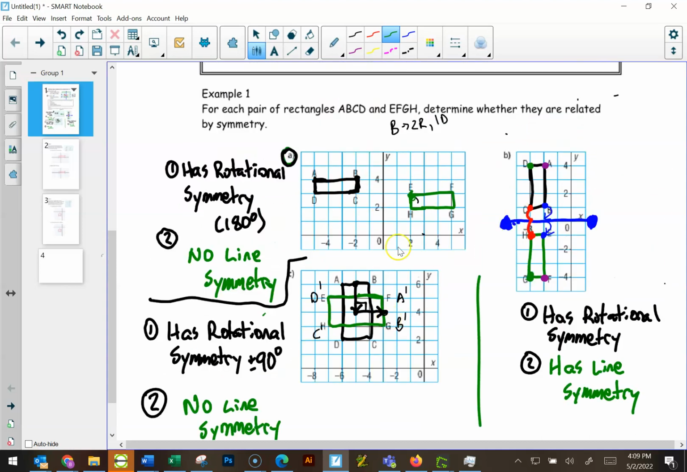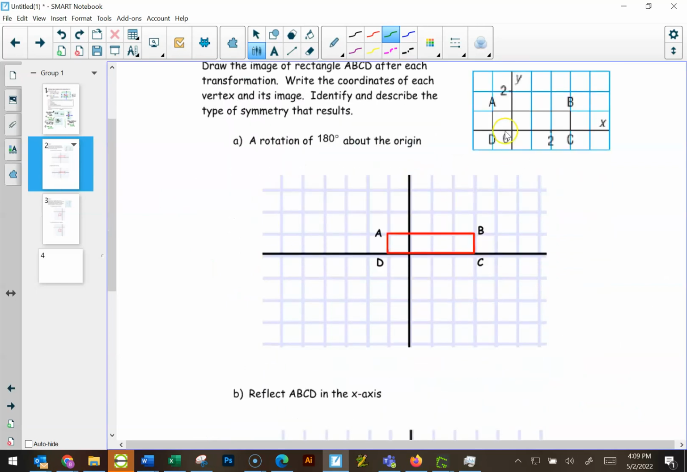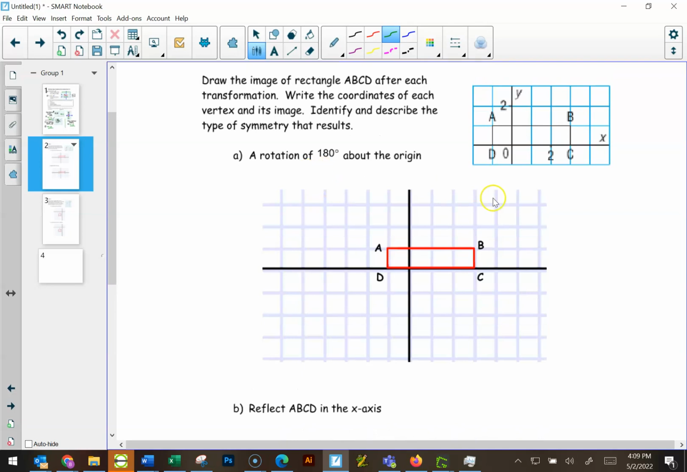So we could just run those tests on any question that asks you if two objects are related by reflection or by rotation, and you can determine if that is the case. Okay, so the number 2 here is just quick examples of how we do these transformations, these rotations. So let's just do them one by one here.